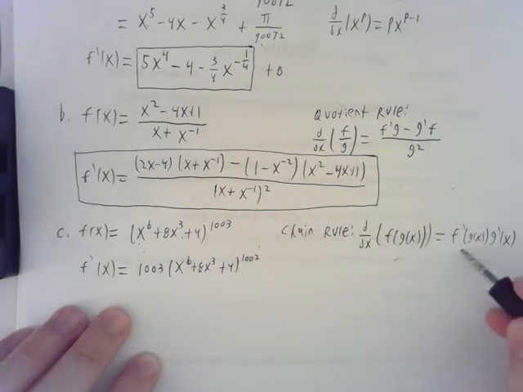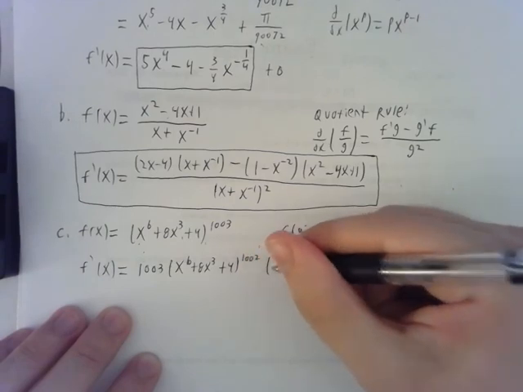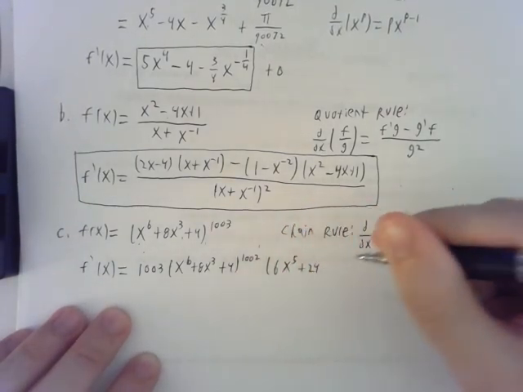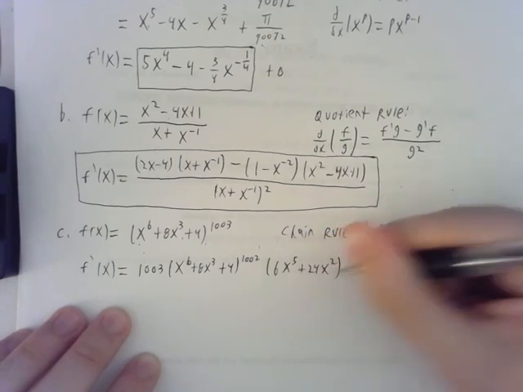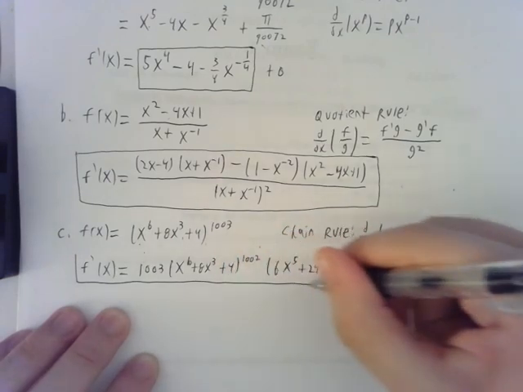That's this first piece from the chain rule. Then we have to take the derivative of the function on the inside and multiply by that, which gives us 6x to the 5th plus 24x squared. So that is the derivative of the function in part C.